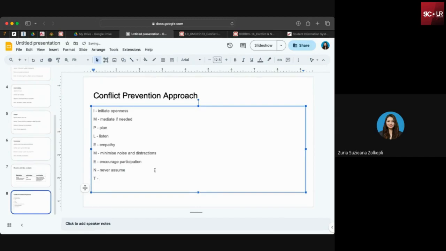Okay, and then the last one is take time. Okay, take time, because in order for this conflict to minimize, for you to understand each other, it will take time. Take time to know each other. Take time to make it happen. Take time to rebuild the culture that is healthy in the workplace.